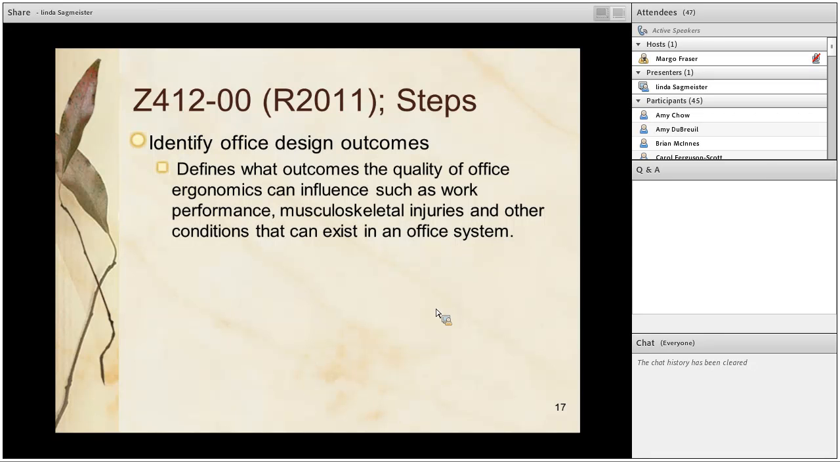Well, you could have MSIs, you could have poor work performance, and you can have other conditions that can exist in an office system. In my mind, there are also some psychosocial issues that could come out of it, depending on how things are set up from a work organization perspective and so on.